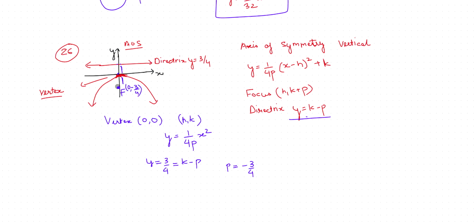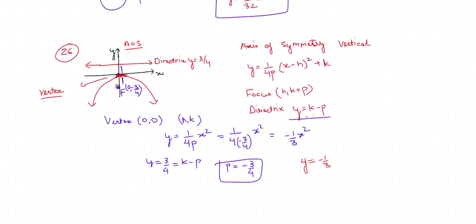So first let's find the value here. This is p we got as minus 3 by 4, so let's substitute the value. This will give 1 over 4 times negative 3 by 4, x squared. So this gives us negative 1 over 3 x squared. So this is our equation of the parabola: y equals negative 1 over 3 x squared.